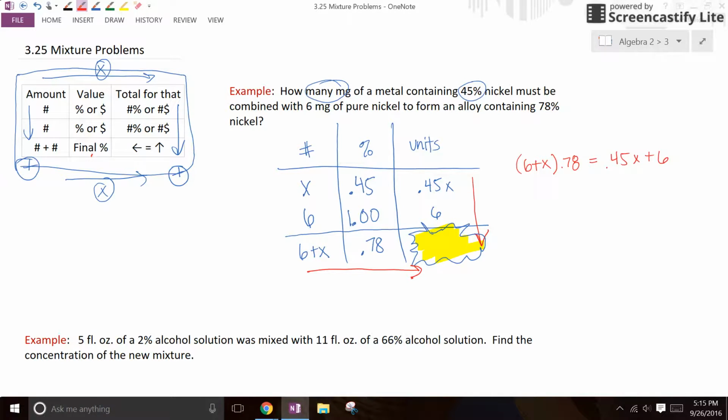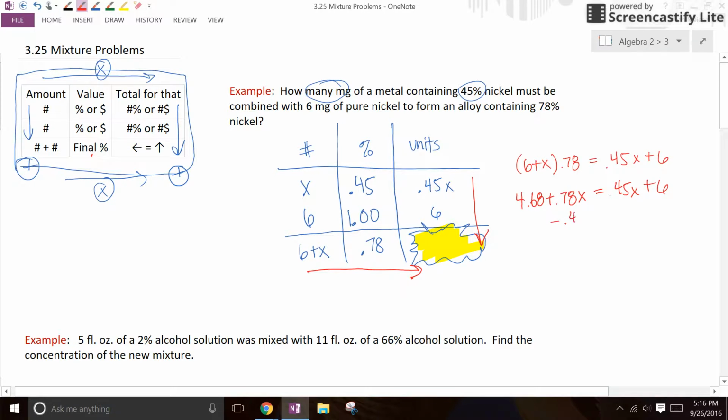So let's see, I have to figure out what 0.78 times 6 is. I have a calculator laying here. Looks like 4.68. So 4.68 plus 0.78x is equal to 0.45x plus 6. Let me make sure I typed it in right. Yes, that looks good. And then I will subtract over, get the x's together if you so wish.